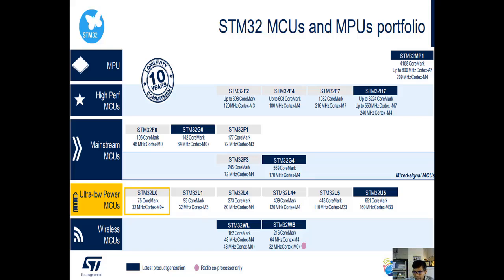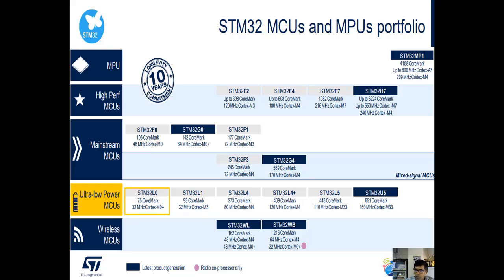Suppose your target application is ultra low power. If you are aiming for ultra low power applications, there are L series available. Basically this L series starts with L0, L1, L4, L4 plus, L5 and U5. These series are generally meant for ultra low power applications. So if you are targeting battery operated devices, or prototyping that, you can go with these kinds of microcontroller series.